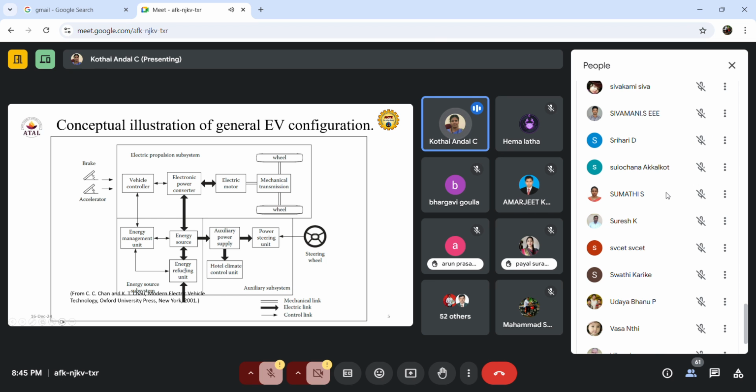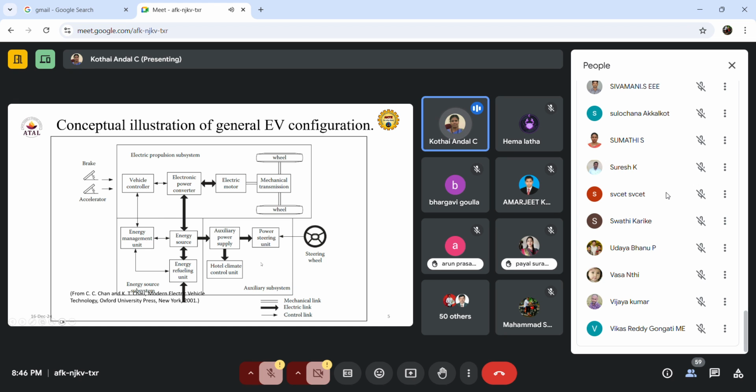Here one more block, if you see the energy refilling unit, this is the hybrid vehicle we are discussing here. So energy filling is also possible here. That is the genset unit available here. This is the part of the energy source.